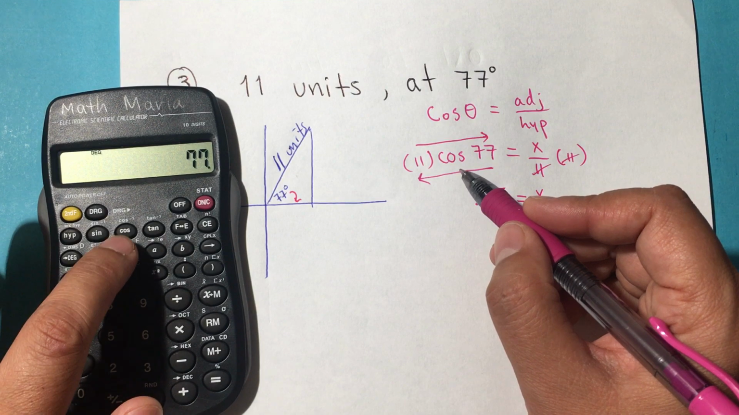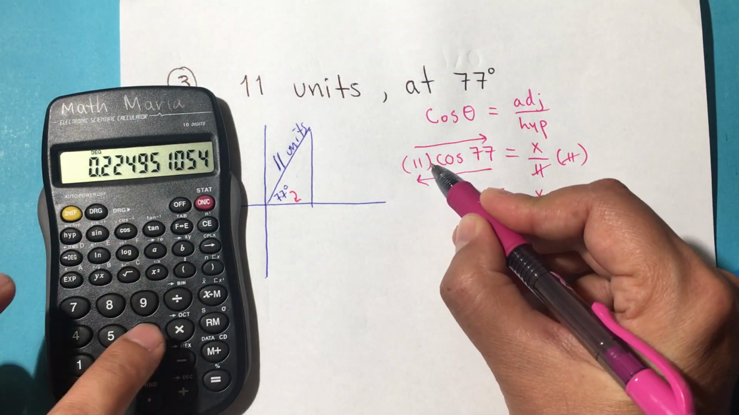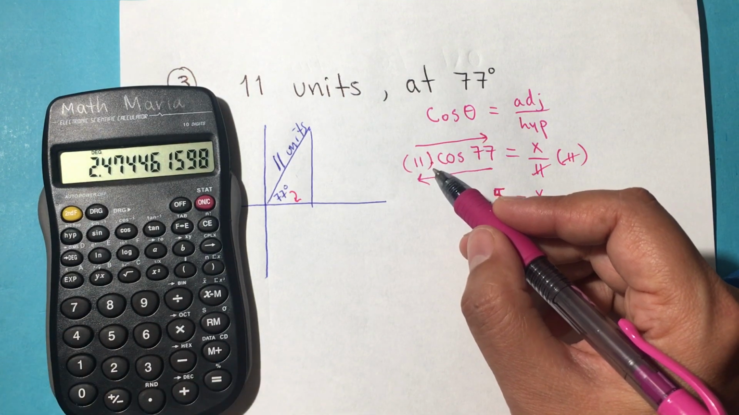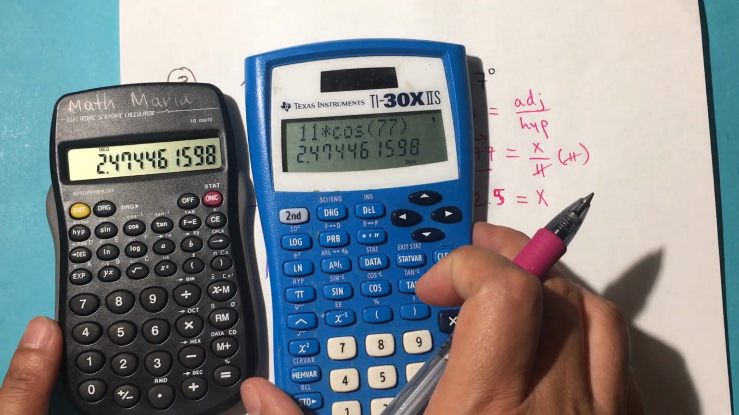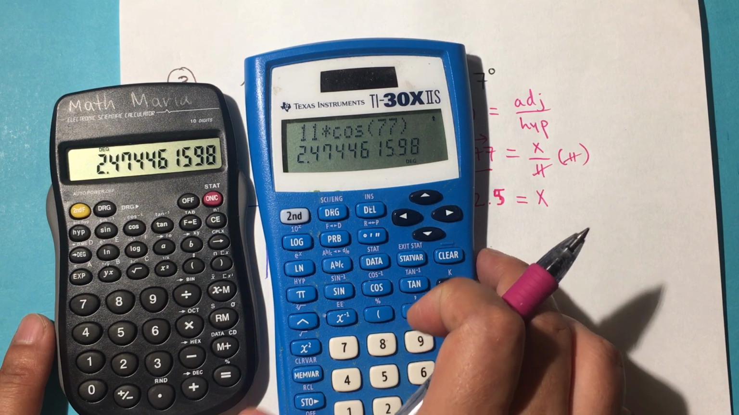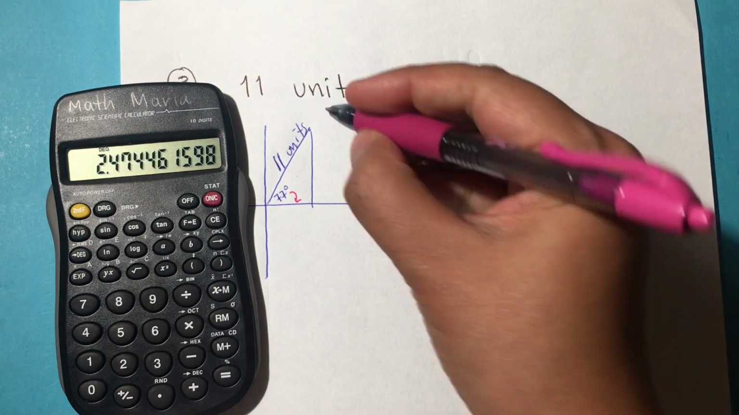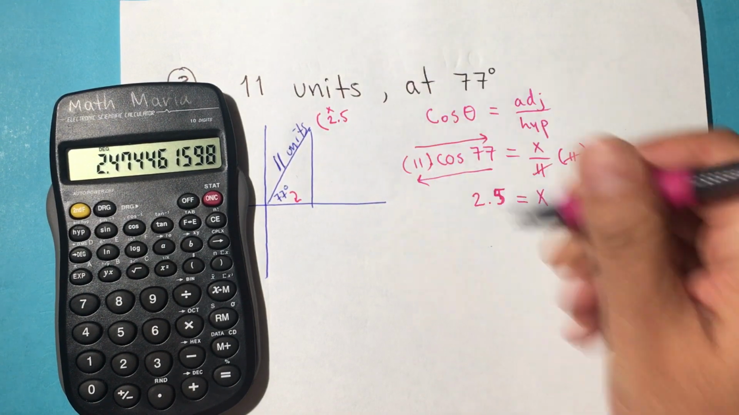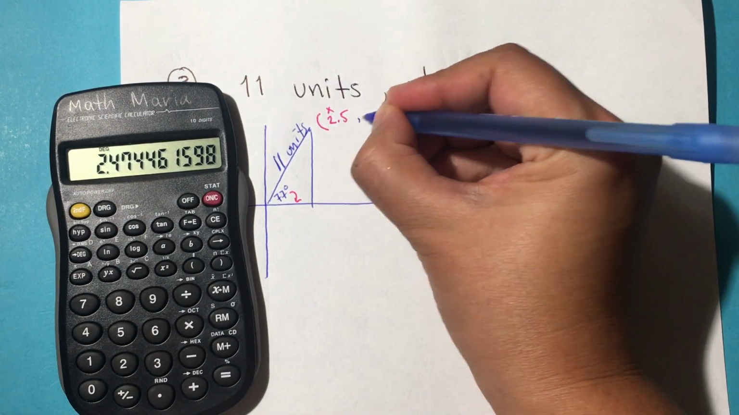77 cosine times 11 equal 2.47. Okay, the same on both calculators. So that's the value for x. X is 2.5. Now let's find y.